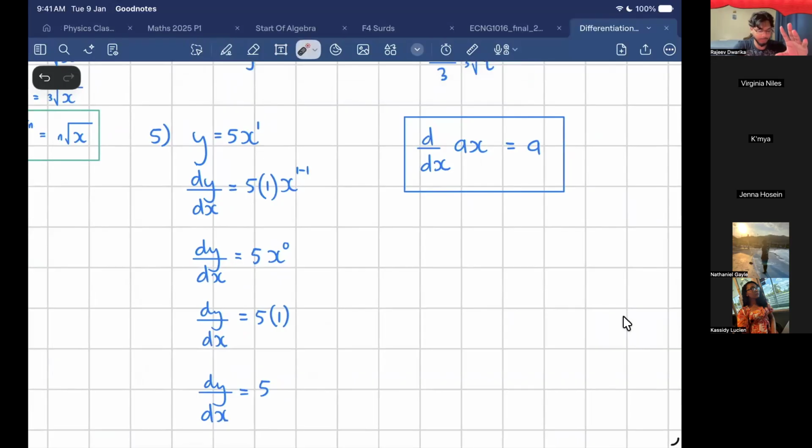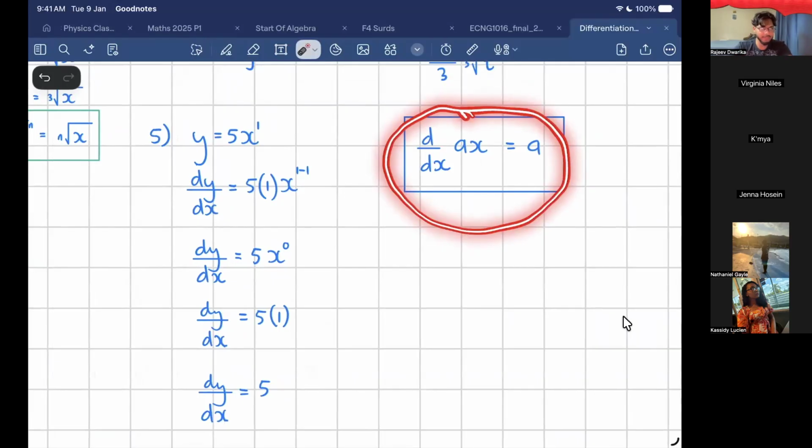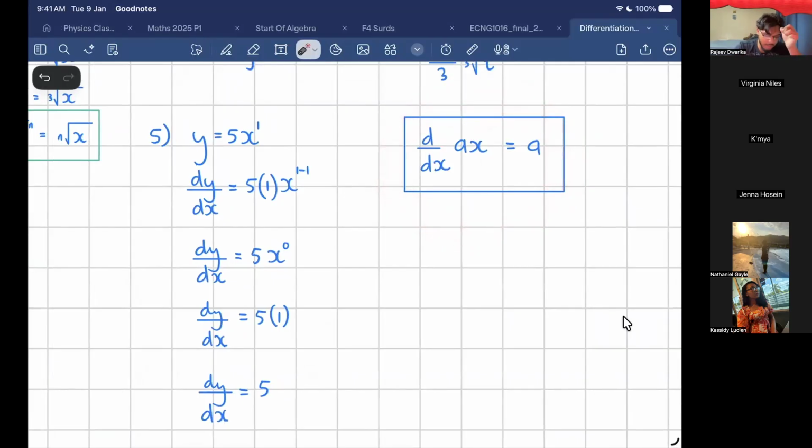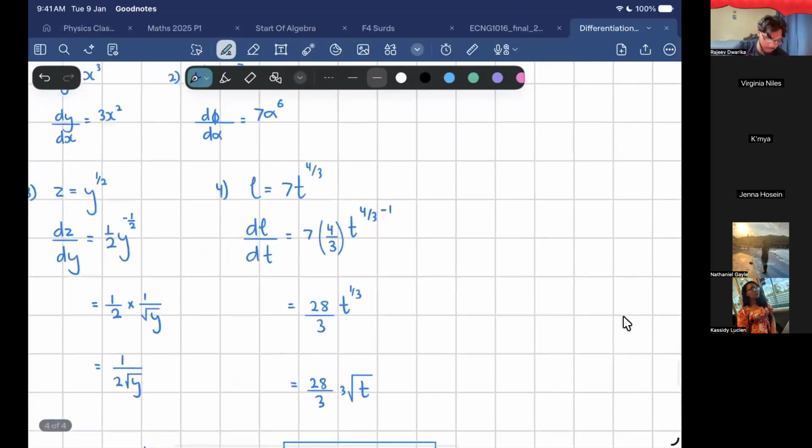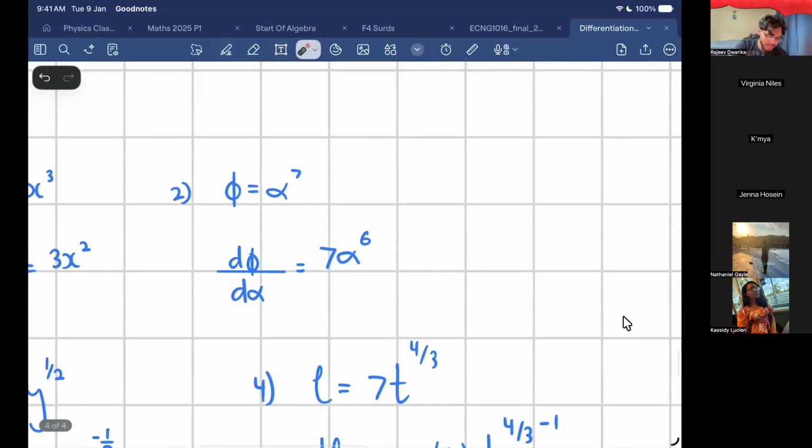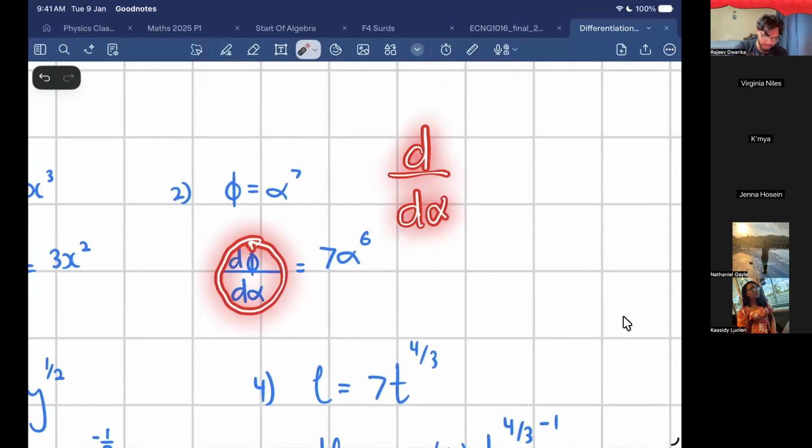Let me explain something. This is just another form of writing a derivative. When we say dy dx, it means that I'm differentiating the function y with respect to x. Watch this and it'll make a lot of sense. When I write d phi d alpha, another way I could write that is d alpha to the power 7. Look at it for yourself, Kamaya. What's alpha to the power 7? What does that represent?